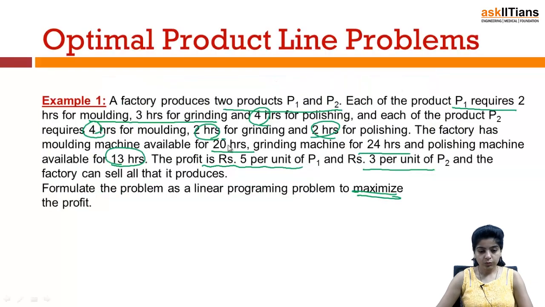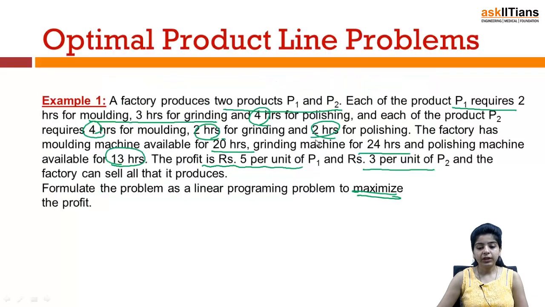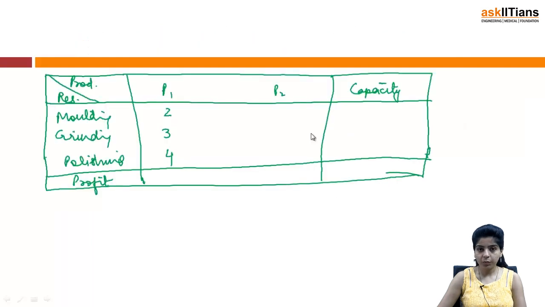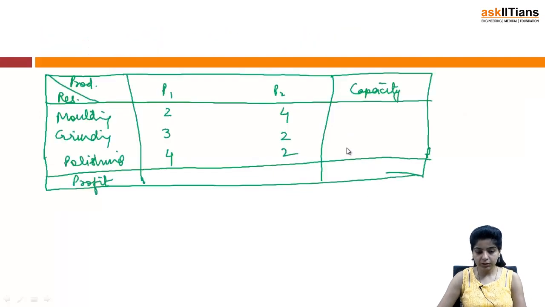Now it's saying that P1 requires 2 hours for molding, 3 hours for grinding and 4 hours for polishing. Then P2 requires 4 hours for molding, 2 hours for grinding and 2 hours for polishing. So we have here 4, 2, 2. Then the maximum availability, the capacity, is 20, 24 and 13, and the profit available is 5 and 3.